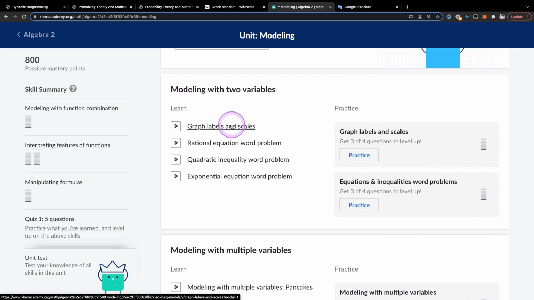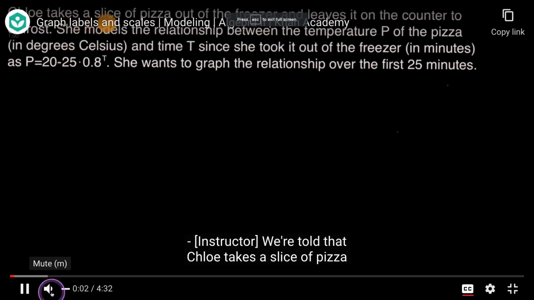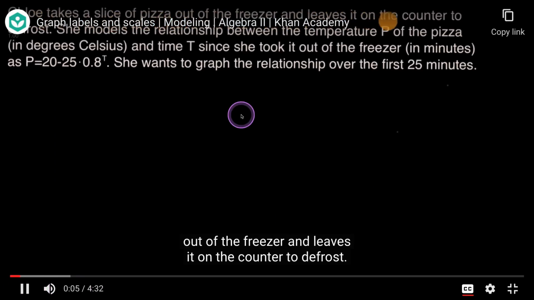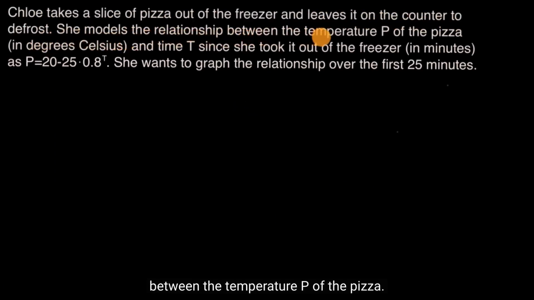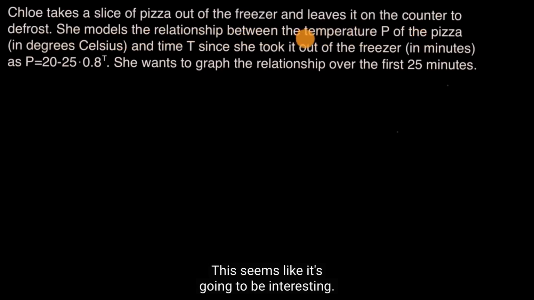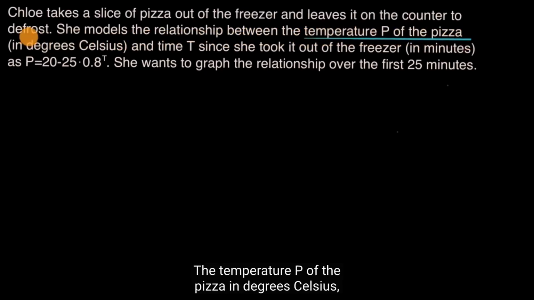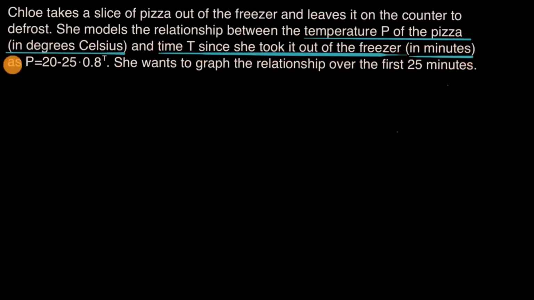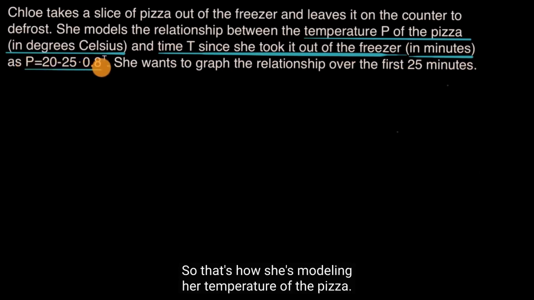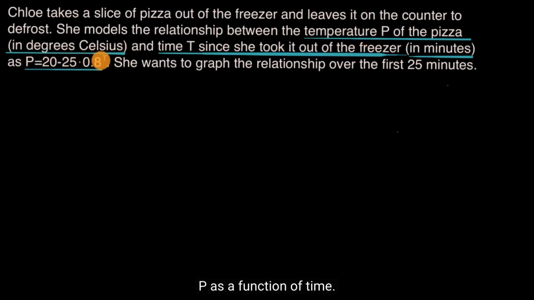Modeling with two variables. Let's get into it. We're told that Chloe takes a slice of pizza out of the freezer and leaves it on the counter to defrost. She models the relationship between the temperature P of the pizza in degrees Celsius, and time T since she took it out of the freezer in minutes, as P is equal to 20 minus 25 times 0.8 to the T power. So that's how she's modeling the temperature of the pizza, P, as a function of time.